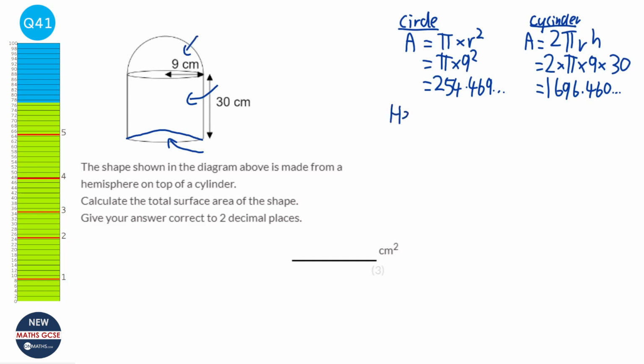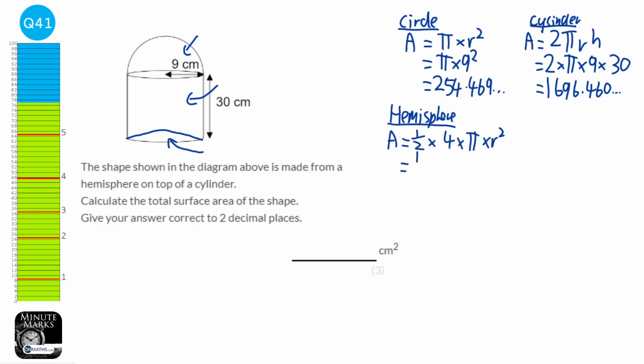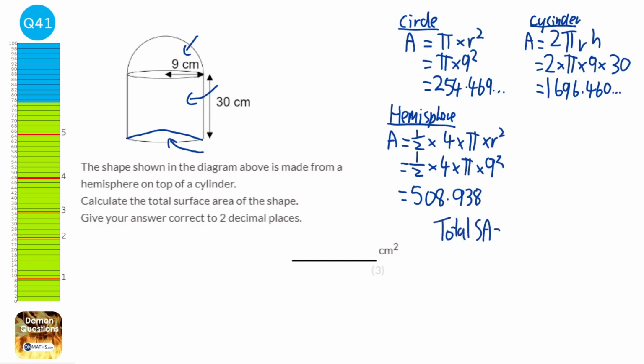And so let's do the hemisphere. And the formula for the area of a hemisphere, well, the full sphere is 4 times pi times r squared, but because it's a hemisphere, it's half of that. And so it'd be half times 4 times pi times 9 squared, and that will give us 508.938.